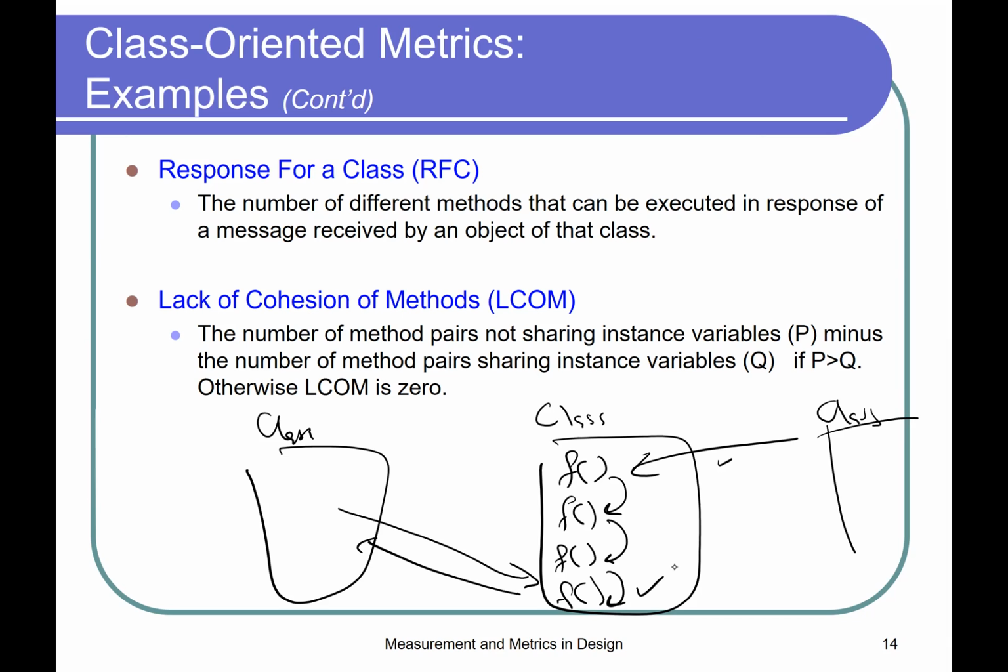Whereas I might call this function over here, f1 calls f2, calls f3, calls f4 before it does all the return. So my RFC for the top one is a 4. My RFC for the bottom one is a 1. In general, that does tell me a whole bunch of things. First of all, how cohesive this class is, and we're going to get to that in a moment. You do want the relationships in the middle to be highly dependent on each other.